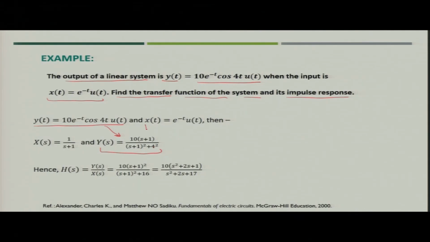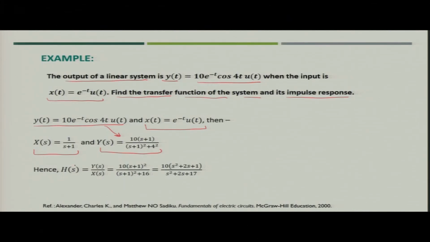Now, the input function is e to the power minus t u(t). The Laplace transform of u(t) is nothing but 1 by s, since e to the power minus t is attached to the unit step function, and this will become 1 upon s plus 1.